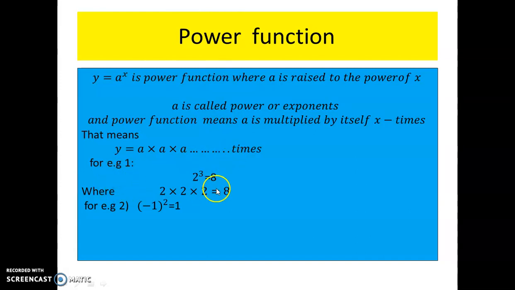For example, 2 raised to cube is equal to 8. I can write it as 2 into 2, 3 times, which by calculating is obviously 8. Example number 2: minus 1 raised to 2 is equal to 1. So I split it up as minus 1 into minus 1, and I derive the answer is 1.